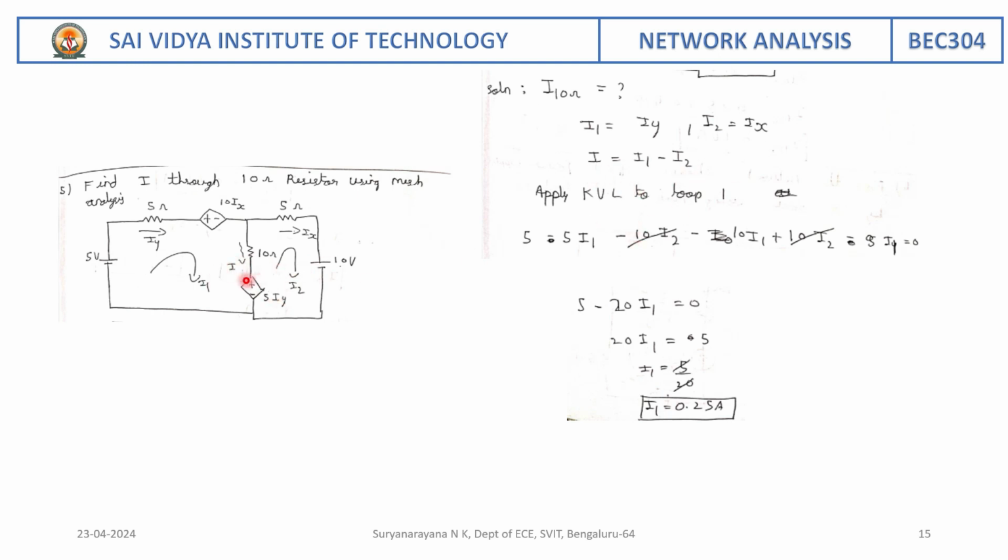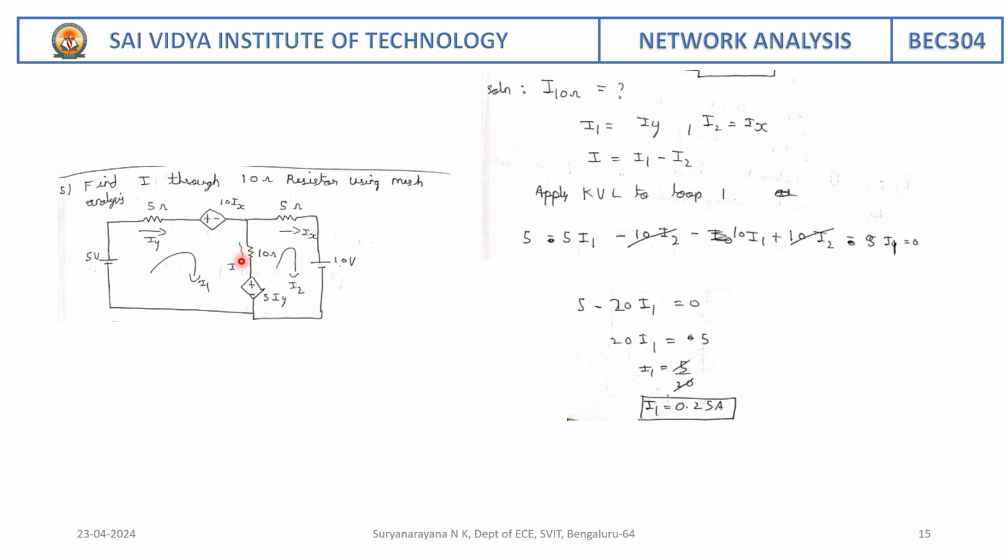Now apply Kirchhoff voltage law to mesh 1 or loop 1 here. So I am moving from negative to positive. So it is 5. I am moving in the direction of current assumed. Therefore minus 5 I1. What is I1? It is I minus 10 Ix. What is Ix? Ix is I2. I am moving from plus to minus, therefore it is negative.